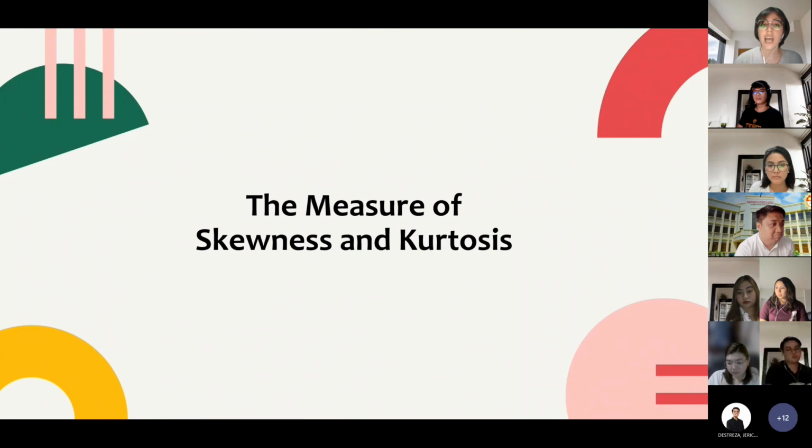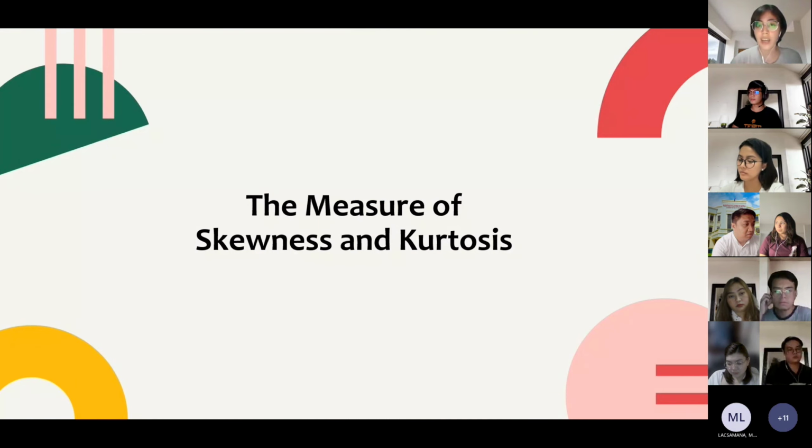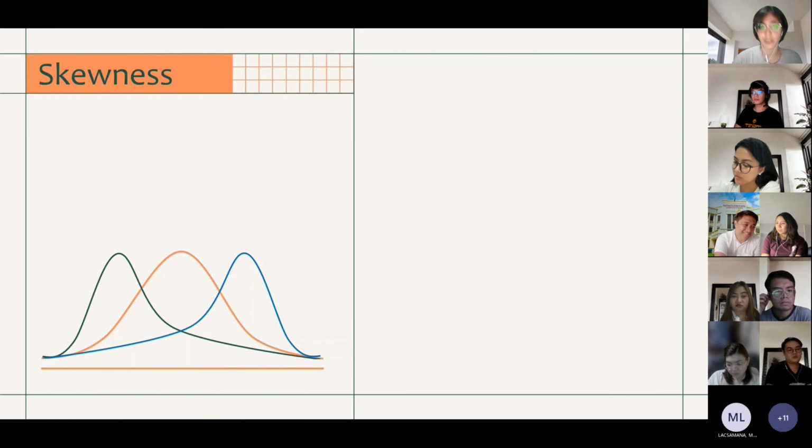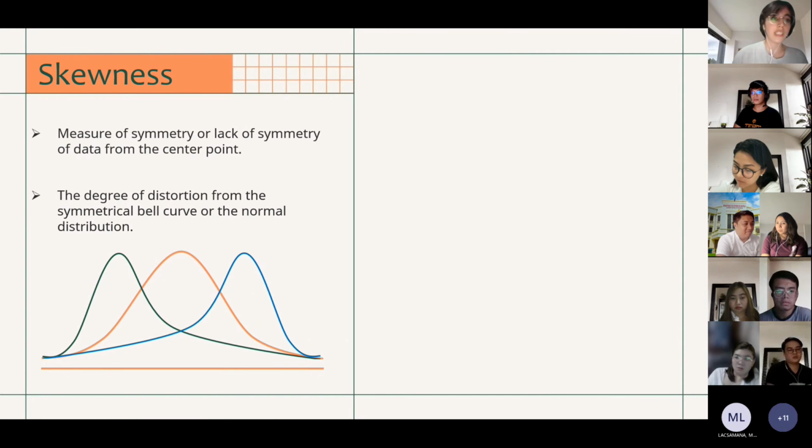Okay, next. For now, we will be tackling naman the measure of skewness and kurtosis. Please bear with me kasi masyadong mahaba yung proseso ng pagkukompute nito. So, for the skewness, let's discuss muna kung ano si skewness. It is the measure of symmetry or lack of symmetry of data from the center point. The degree of distortion from the symmetrical bell curve or the normal distribution.